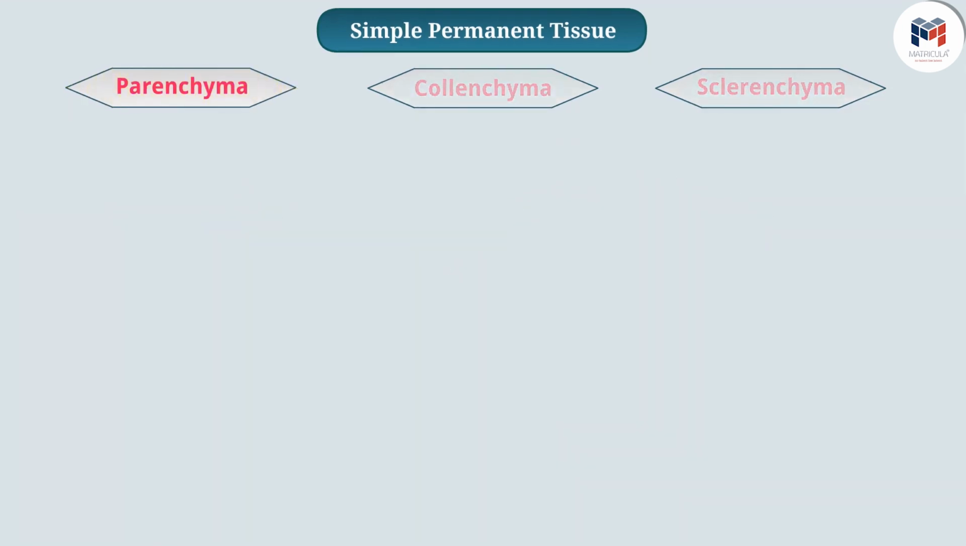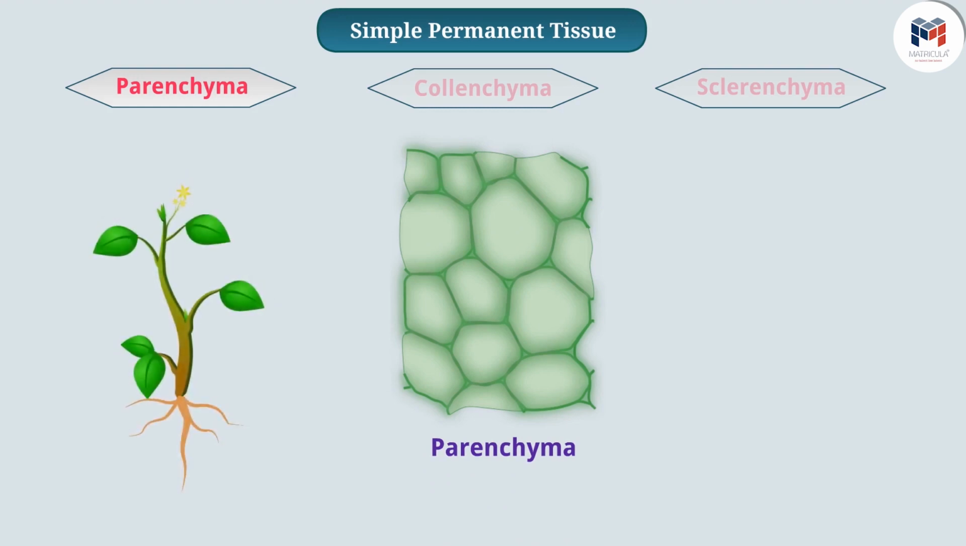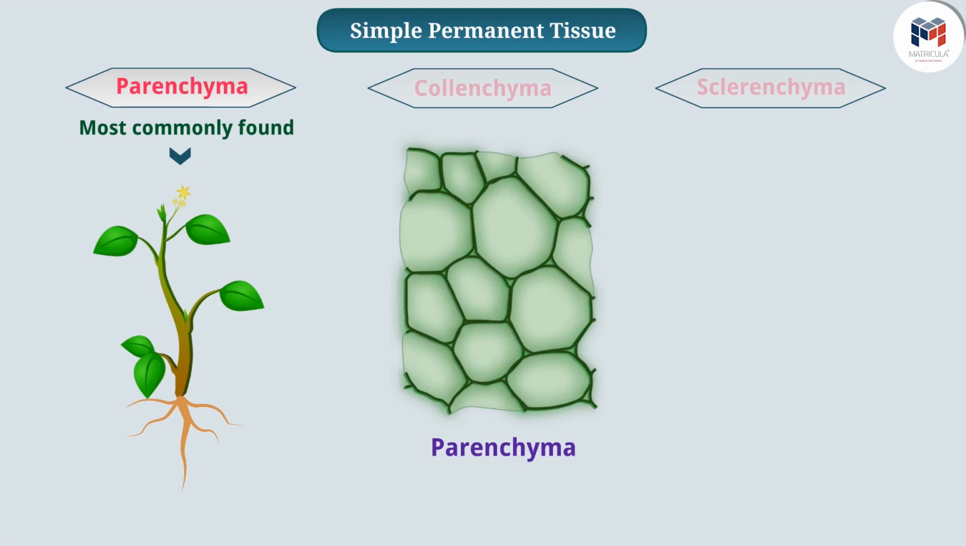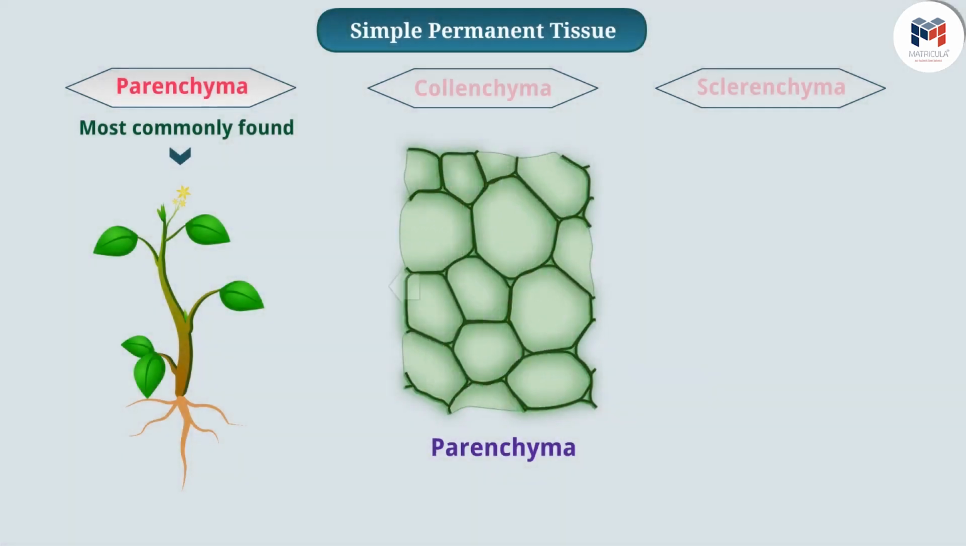Parenchyma. Some layers of cells form the basic packing tissue called parenchyma. In plants, parenchyma is the most commonly found simple permanent tissue. This tissue is made up of living cells and has thin cell walls. These cells are often loosely packed and have free spaces between them. Parenchyma is found in almost all plant parts. For example, roots, stems, leaves, flowers, fruits, and seeds.